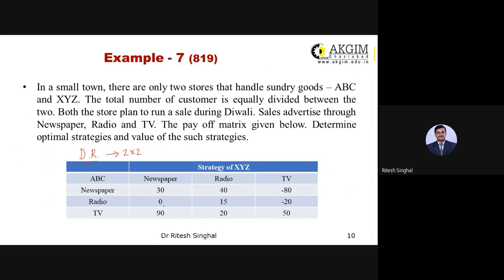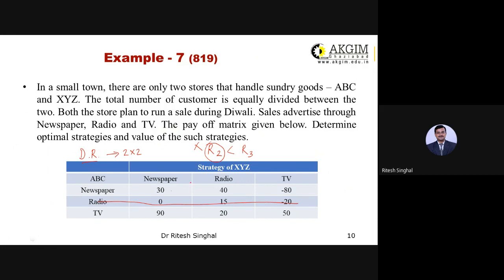Let's consider the second and third row. 0 is less than 90, okay. 15 is less than 20, okay. Minus 20 is less than 50. So now it's okay, and we can say the second row is less than the third row. So we can easily remove the second row here, and it looks like this. Second row removed.